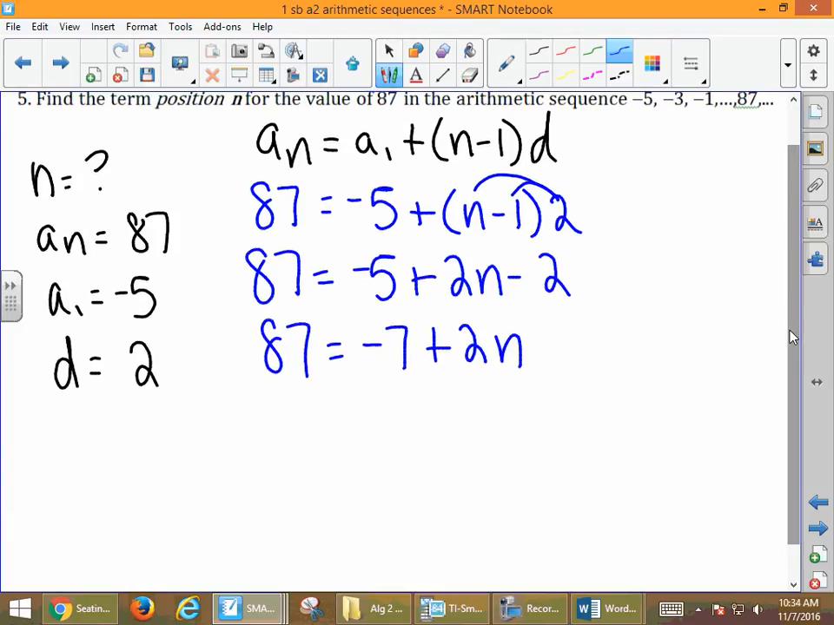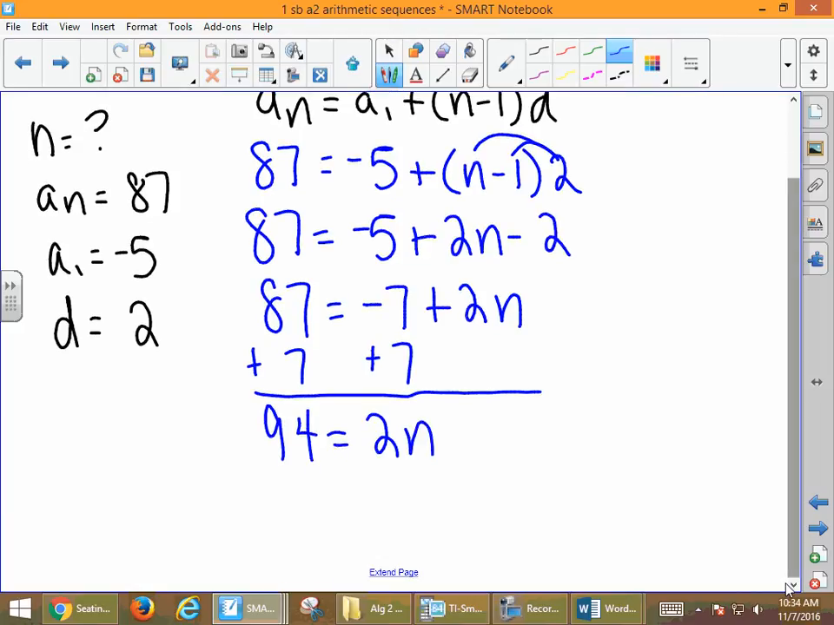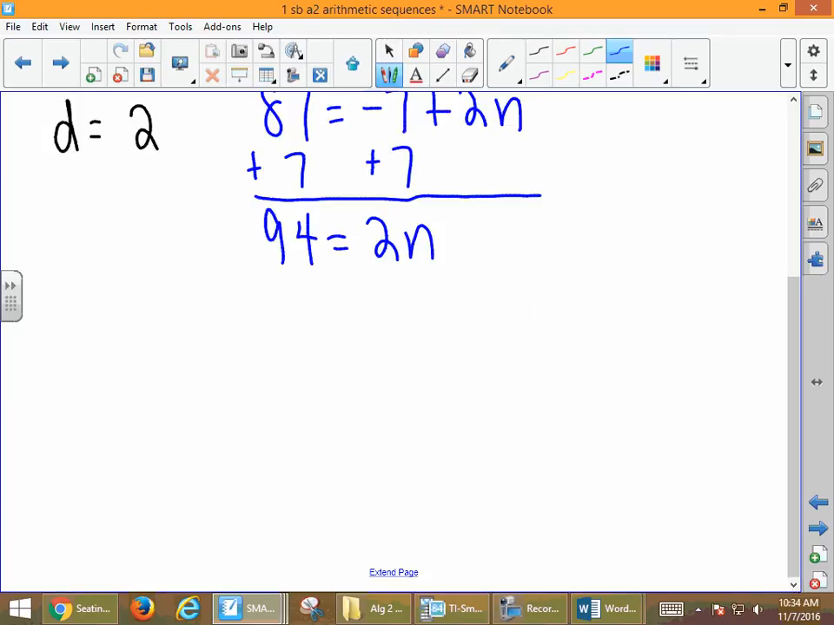And we want to solve this equation. So what are we going to do with that negative 7? Add it to both sides. So notice we're adding here, which means we're going to get 94 equals 2n. So it's 2 times n. Our inverse operation is to divide by 2.